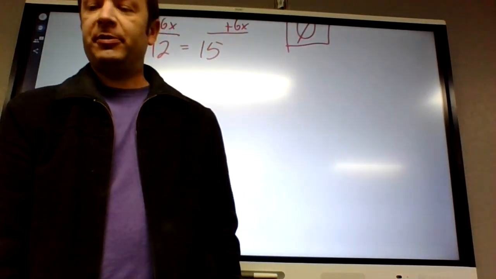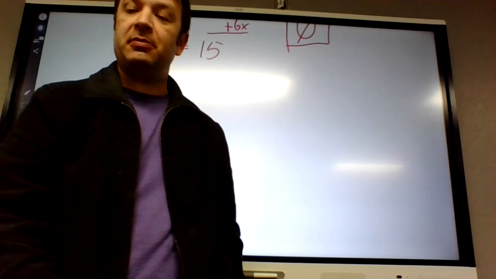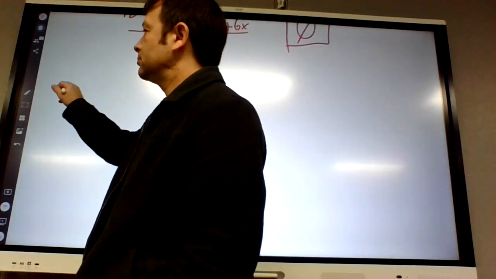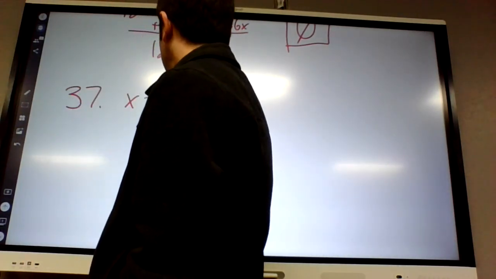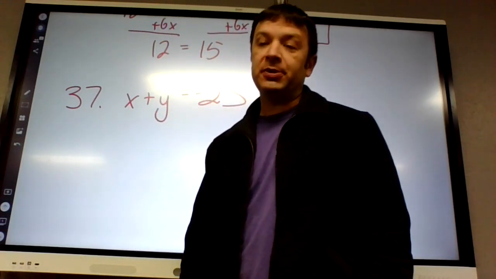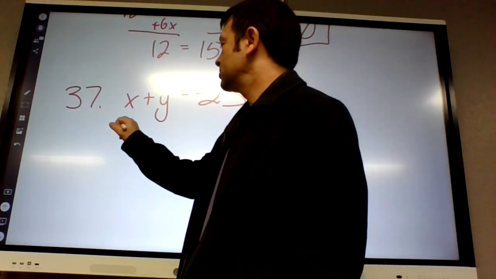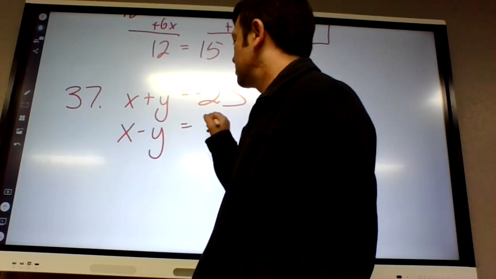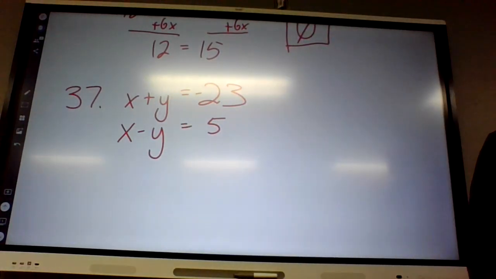All right, it says the sum of two numbers is negative 23. Paxton, how do we write the sum of two numbers is negative 23? X plus y equals negative 23. Yes. And it says the difference of those two numbers is 5. X minus y equals 5. It's kind of a basic one.